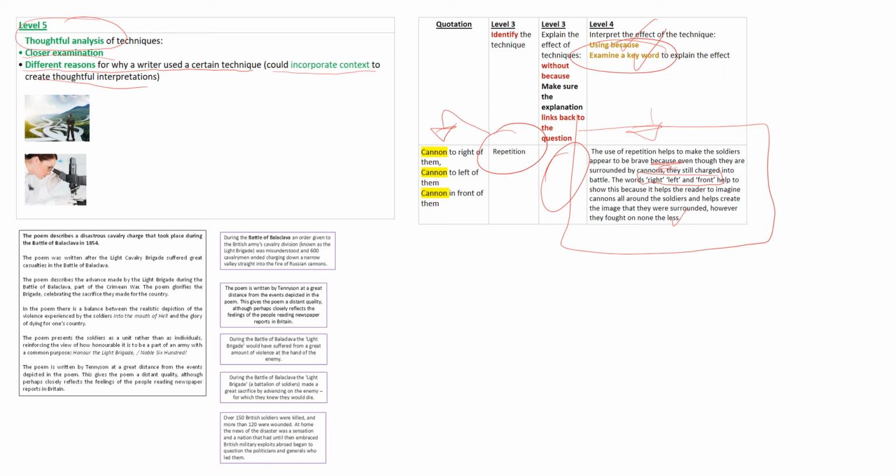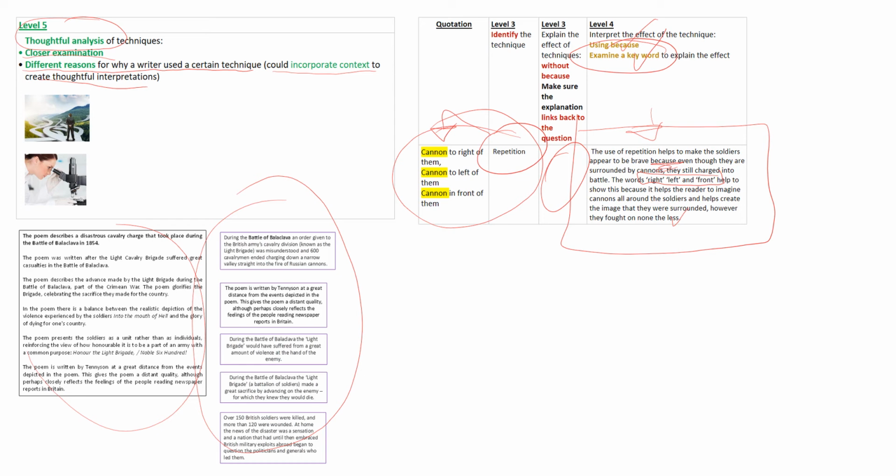So what I'm going to do is have a look through the context again. I'm also going to think about my technique of repetition again. The technique of repetition helps to make it sound like there's cannons all around them. But if I think about the technique again, "cannon to the right of them, cannon to the left of them, cannon in front of them", it actually makes the poem speed up a little bit. And it also makes the battle appear quite exciting and heroic. Cannon to the left, cannon to the right.